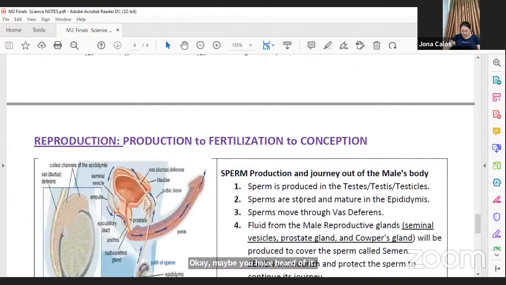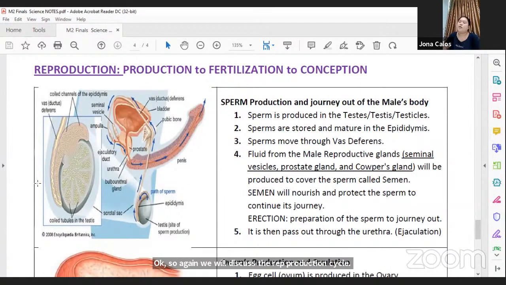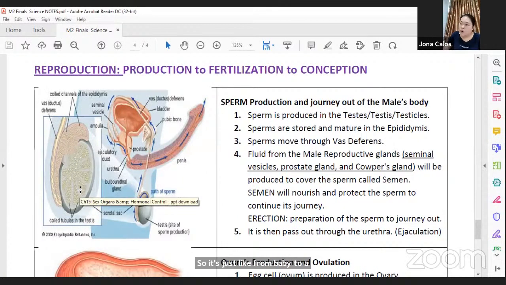Okay, so again, we will discuss the reproduction cycle, or the process. So of course, for spermatogenesis, sperm will be produced inside the testicles. So they will be produced here. It's just like from baby to a kid. Now, when they reach puberty, they will stay in the epididymis, where they will mature, and wait to be ejaculated.